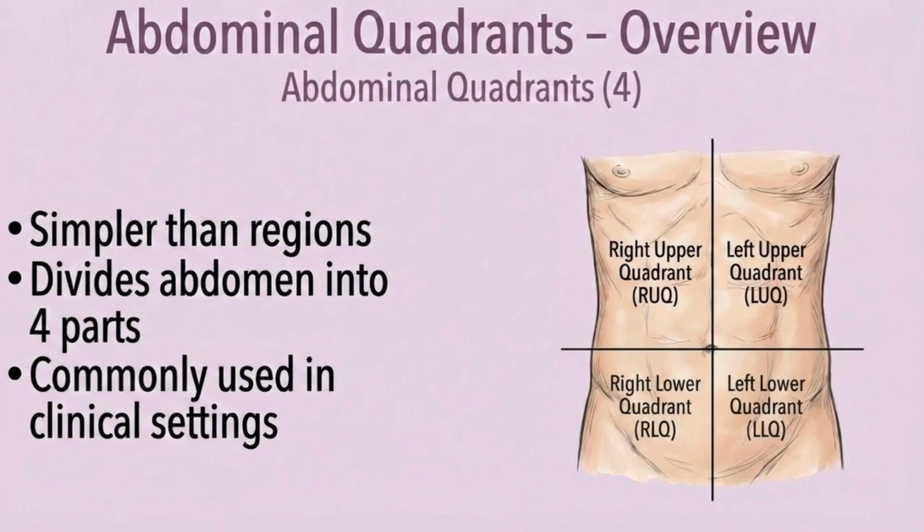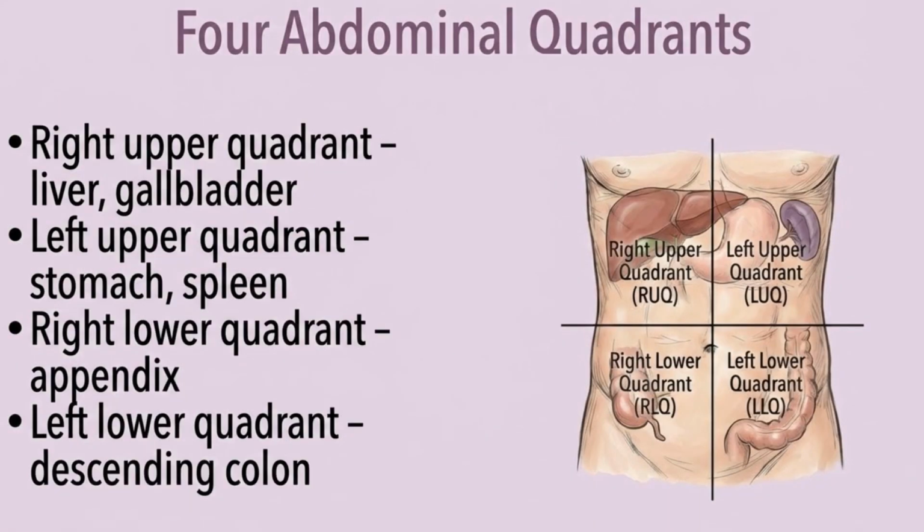In addition to abdominal regions, the abdomen can also be divided into 4 quadrants. Quadrants provide a simpler way to describe the location of organs and pain, especially in clinical settings. The right upper quadrant contains the liver and gallbladder. The left upper quadrant contains the stomach and spleen. The right lower quadrant contains the appendix. The left lower quadrant contains the descending colon. Quadrants make it easy to quickly describe abdominal locations.